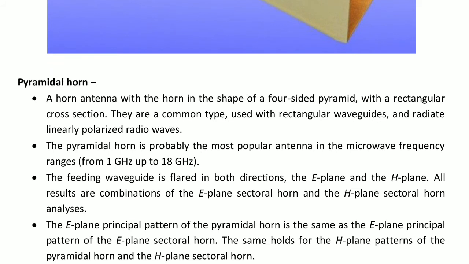The next line is, the pyramidal horn is probably the most popular antenna in the microwave frequency range, from 1 gigahertz up to 18 gigahertz. So it has very much bandwidth. The feeding waveguide is flared in both directions, the E plane and H plane. Like I have told earlier, the flaring is done in both directions, towards the electric field orientation and towards the magnetic field orientation. It is shown by E plane and H plane. All results are combinations of the E plane sectoral horn and the H plane sectoral horn.